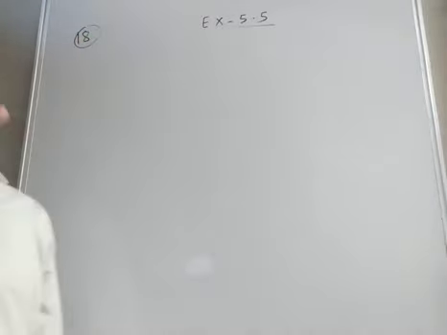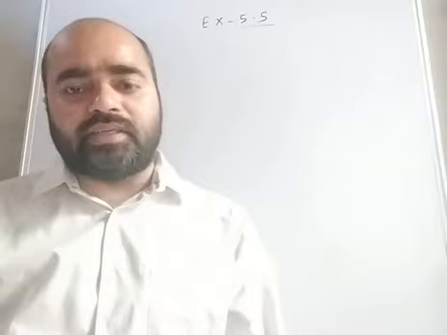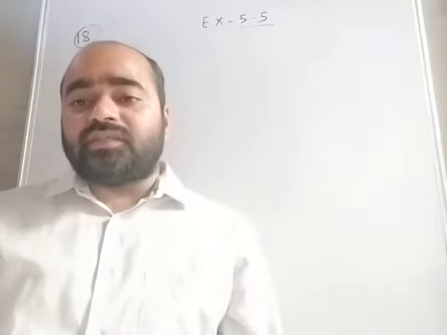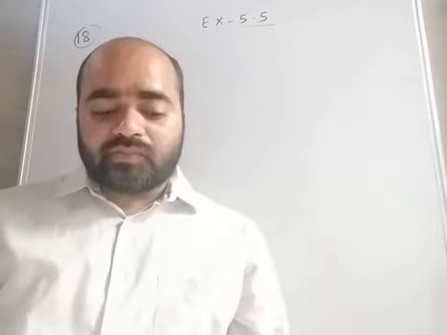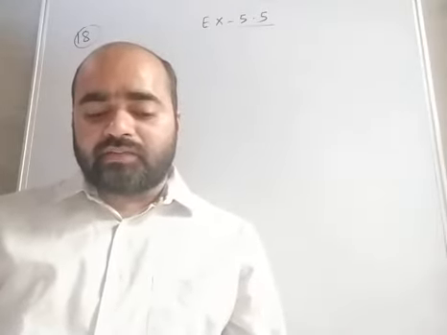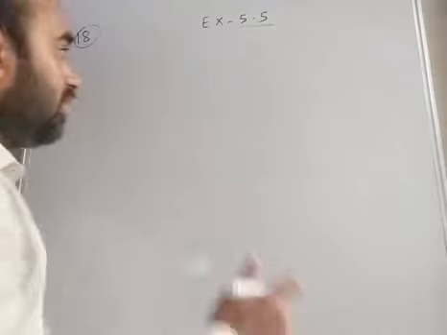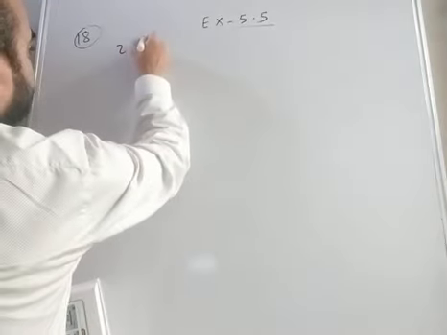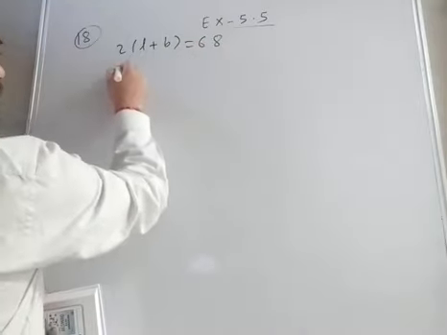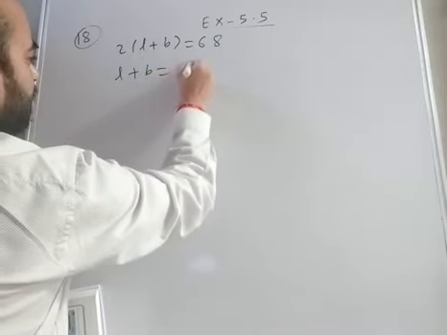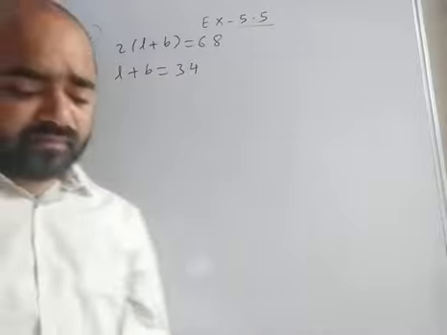Here we have two methods for this question. Directly we can find area, but this is the chapter quadratic equation. It means we have to make a quadratic equation. Perimeter of a rectangular plot is 68. Again, perimeter means L plus B will be 34.